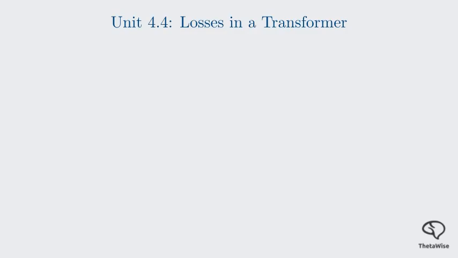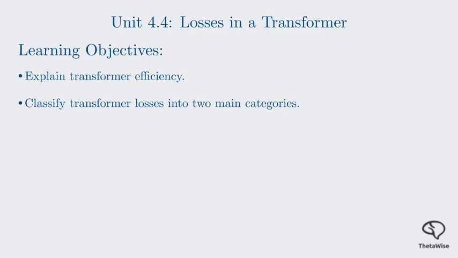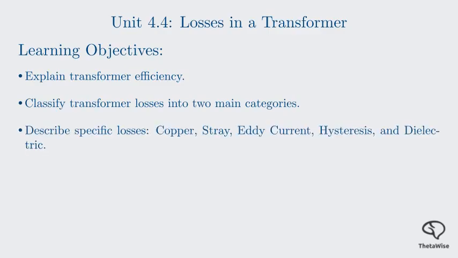By the end of this tutorial, first, you'll be able to define why transformers operate at high efficiency, even with losses. Second, you'll be able to name and classify the two main categories of losses. And third, you'll be able to describe each specific type of loss, including how they are caused and how they can be limited. So, let's get started and demystify transformer losses.